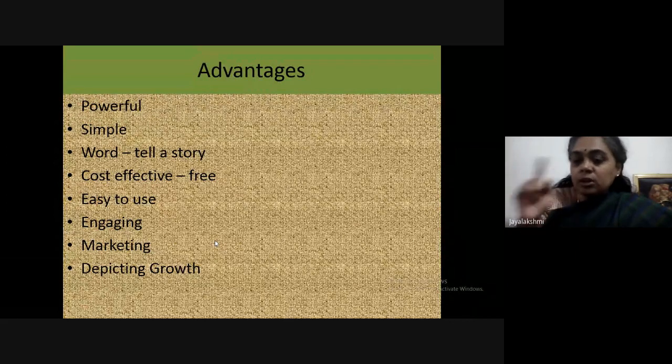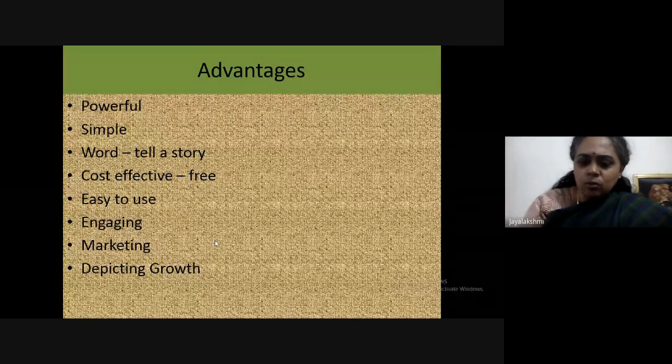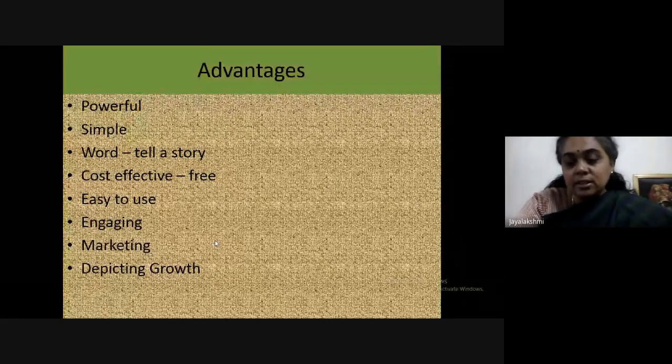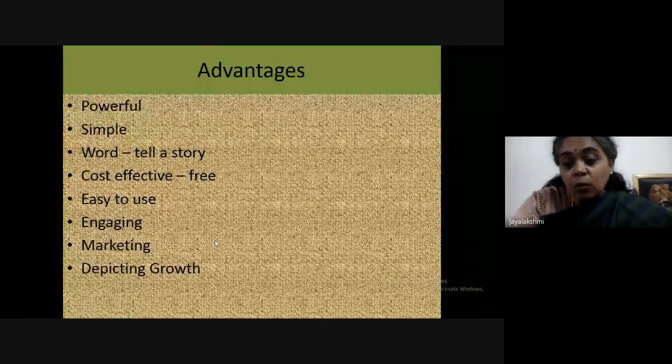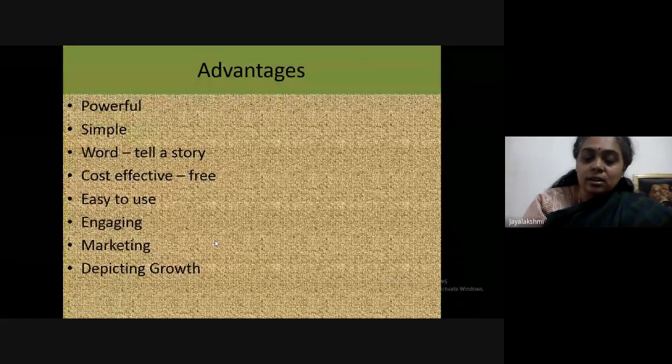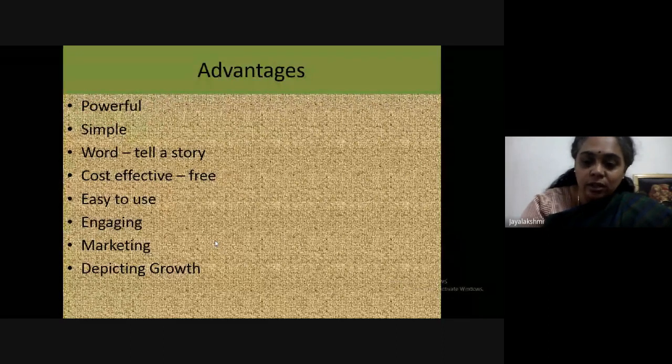And you can repetitively use it, especially if you're a teacher or somewhere where you want to use it or where you want to improvise it. And remember, it's used for the best marketing technique and to tell how exactly you've grown or how the company has grown. So these are the small things that can add value to your PPT.